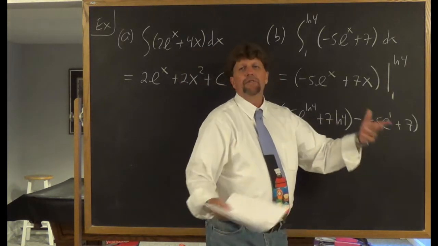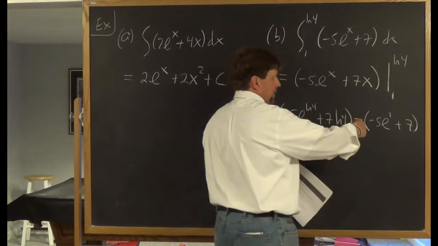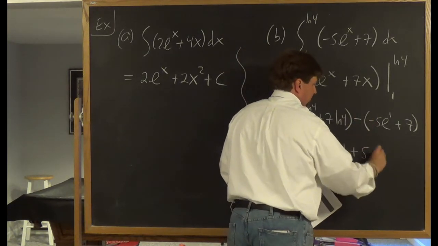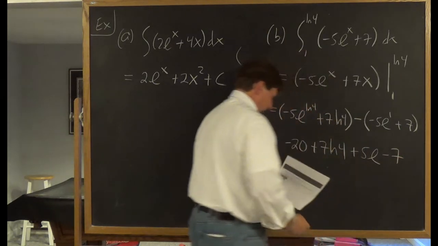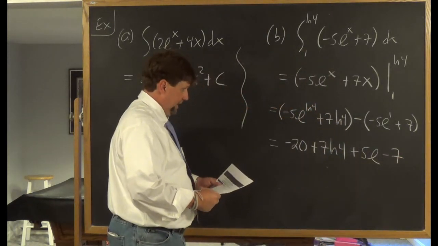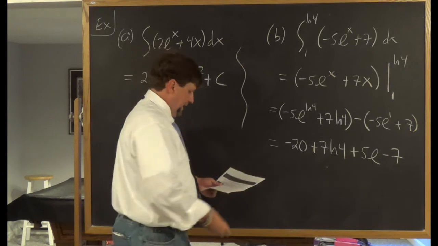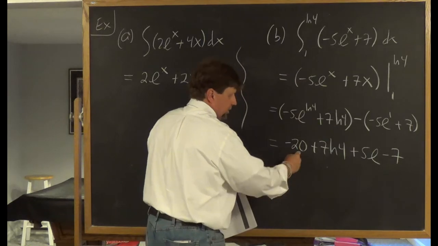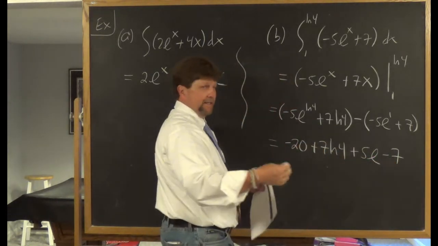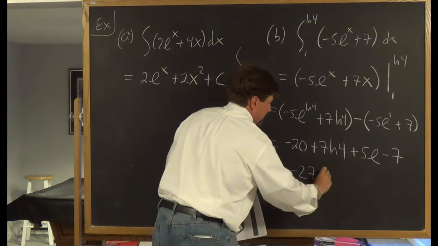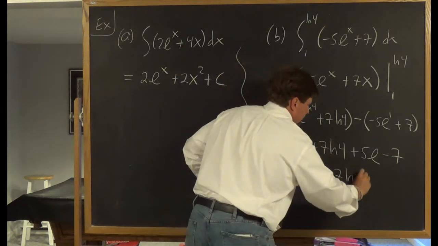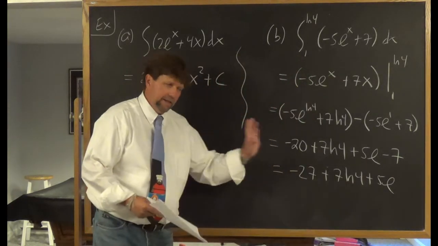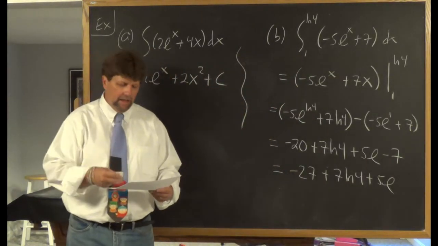e to the first, well, e to the first is e. So why don't we just distribute this negative 1 to get plus a 5e and then minus a 7. And, geez, I don't know, I guess we could go one more step. You have a negative 20 minus 7. So you could take those two and say negative 20 minus 7 is negative 27 plus 7 natural log 4 plus 5e. I'm not going to go any further. I mean, that's an exact value, and I'm happy with that.